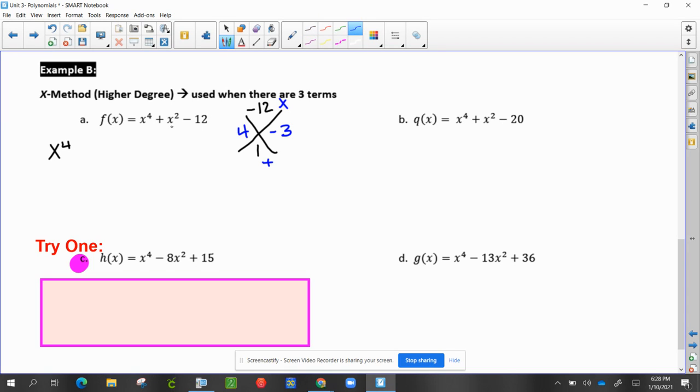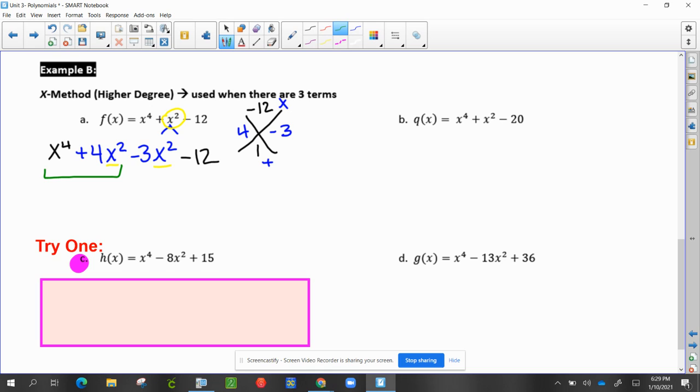If I split my middle term here, our middle term is an x squared, so when I split that, this is going to be plus 4x squared minus 3x squared, and then minus 12. So again, the middle term we're splitting, that's why the middle term here is an x squared and an x squared. Okay. Now from here, I can group this.